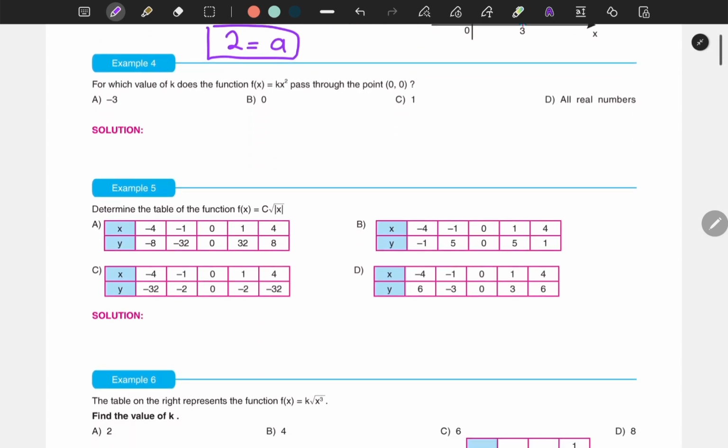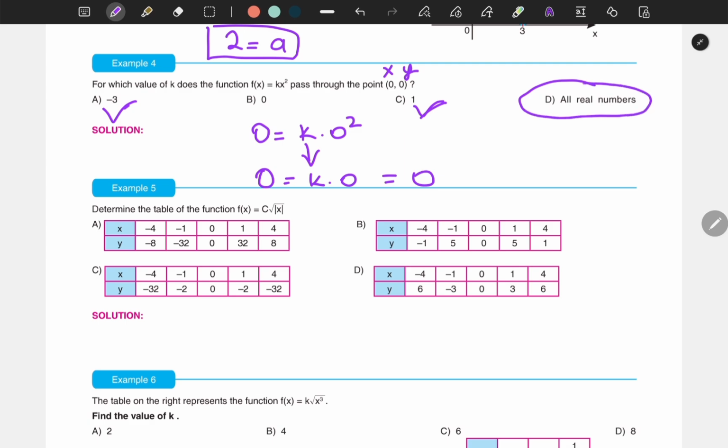Okay, I'm scrolling down. Again, find the value of k if the point is given. When you see that this point is 0 and 0, isn't it? x and y: 0 is equal to k times 0 squared. Guys, here we have to talk a little bit about all real numbers. Do you know why? Because any number, if you multiply by 0, it will be 0. For example, this number can be -3, can be 1, can be any number. If you multiply by 0, any number still results in 0. So because of this, we say that the answer is all real numbers. And any number is fine. Okay?